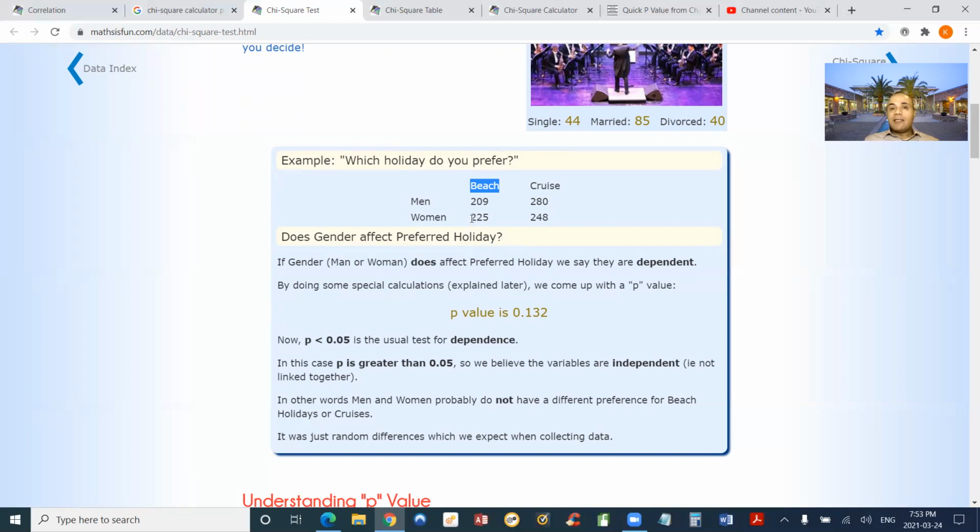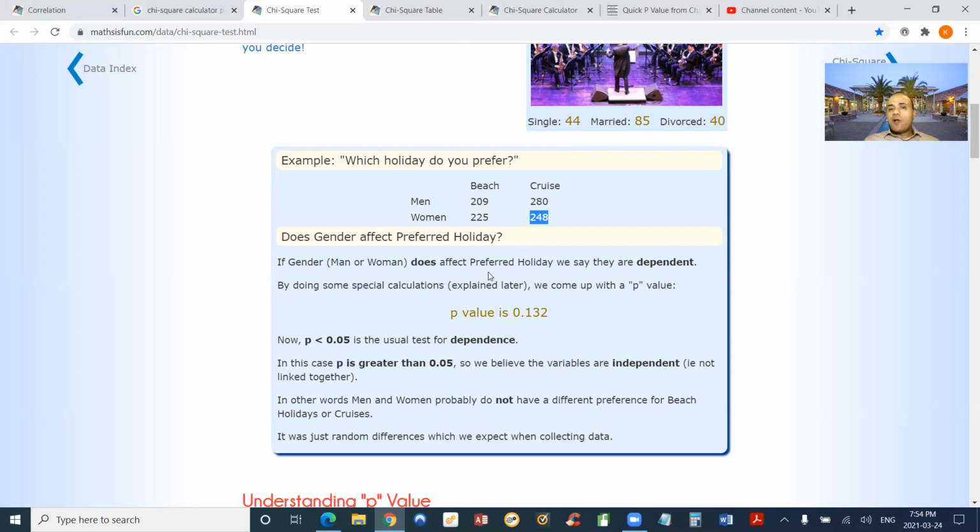Now take a look at the women, in terms of gender. You could see 225 and 248. You are going to say, this seems to be quite close. Apparently women have no preference. They could potentially enjoy beach as their holiday destination, as well as cruise, with a slight tip of the balance toward the cruise ships versus the beach side.